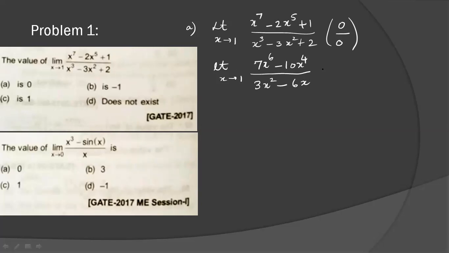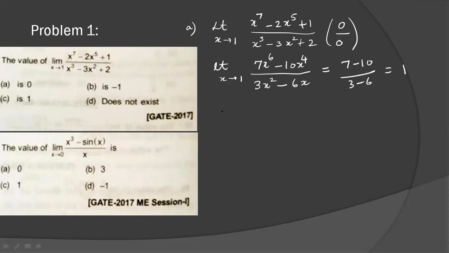Now you put x equal to 1. On putting x equal to 1, you will get 7 minus 10 upon 3 minus 6, equal to 1. You can see that this is not an indeterminate form. If it were again an indeterminate form, then we would again differentiate numerator and denominator separately with respect to x. Separately means we cannot apply the quotient rule; we have to differentiate the numerator and the denominator separately. So the answer is 1 here.